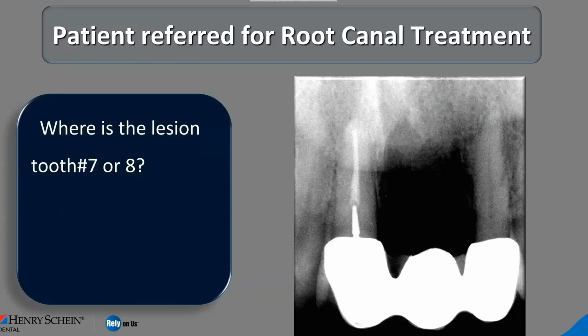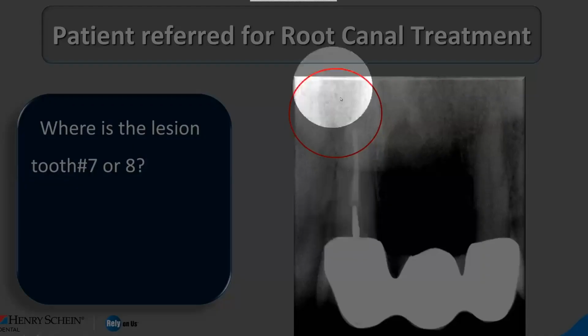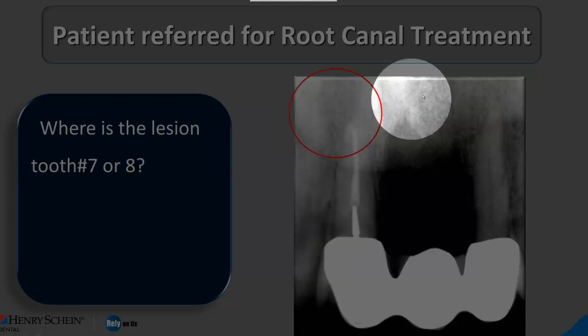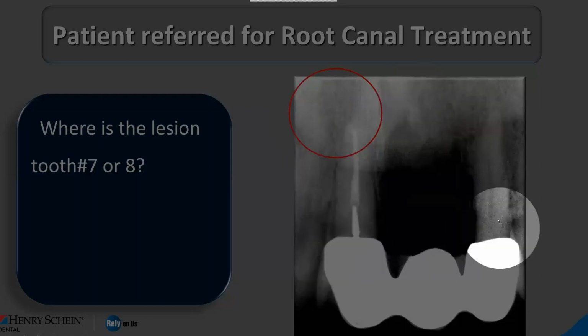This is another interesting case. This came over from an endodontist. Where is the lesion? So did they need to root canal treat tooth number 7? Did they need to retreat number 8? And this is the area that they're looking in. So this area right here. So this is 7. This is 8. 9 was avulsed years ago. This is 10 right here.